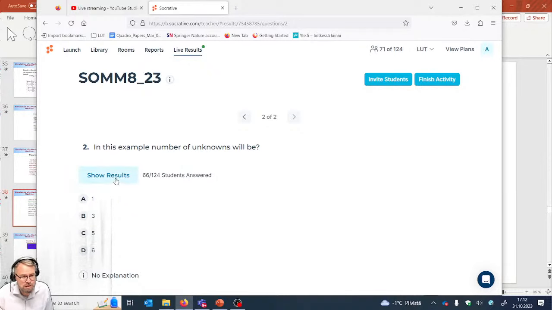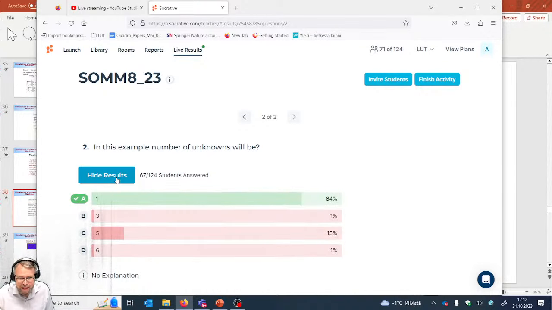Number of unknowns is 85, 80, 84%, so it's improving. But why is this 5? Where is the 5 coming from? It's because of the generalized coordinates plus constraint equations.